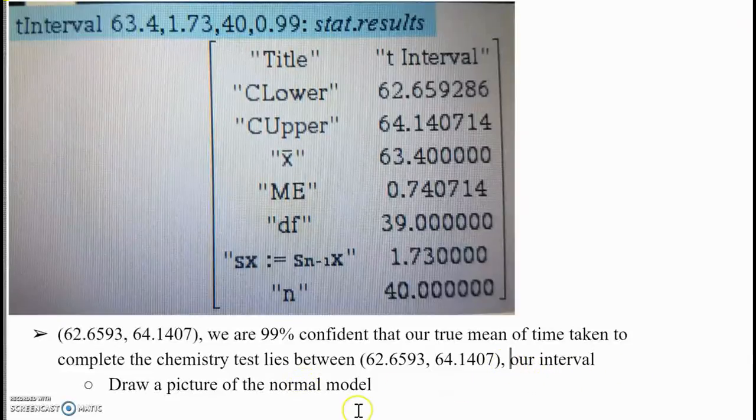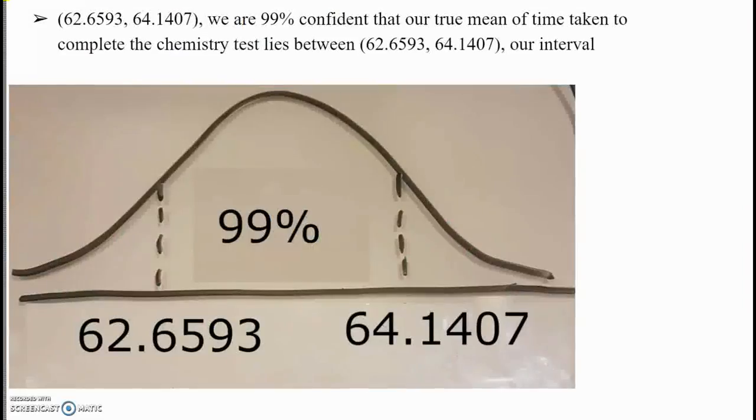Now you have to draw a picture of the normal model, which again I'm going to insert here. For your drawings, this is sufficient. You have your confidence level in the center, your lower bound, your upper bound, and just the normal model. This should give you full points. And that would be it.